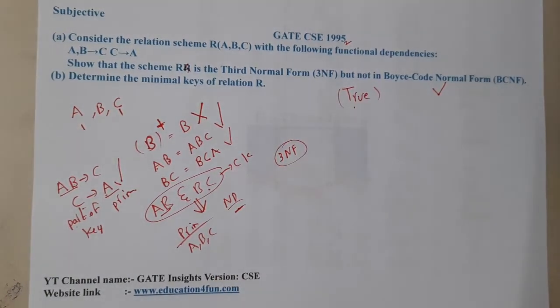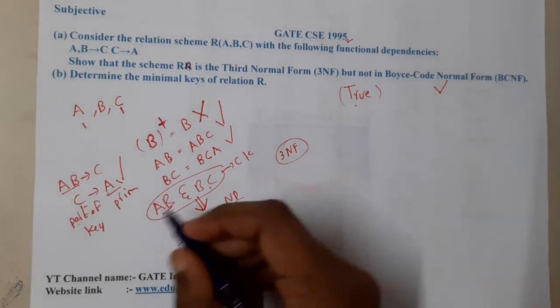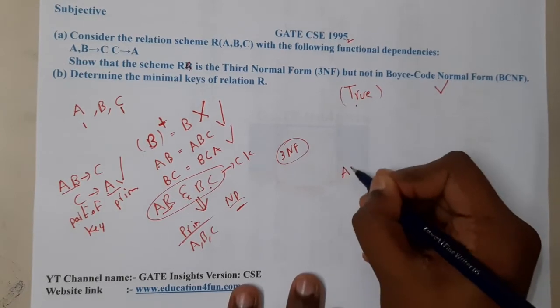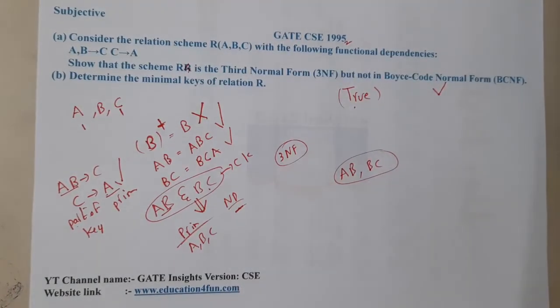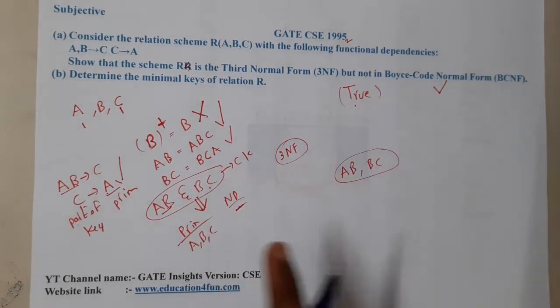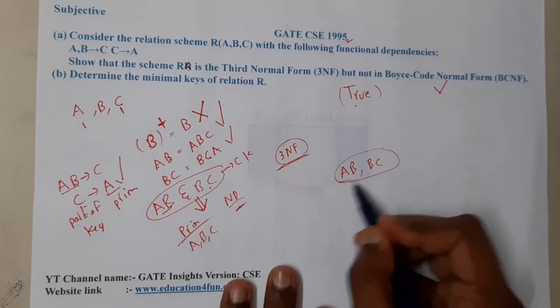And option D, the second part, says determine the minimal key of the relation. So the minimal key of the relation is nothing but this, right? They are asking for the candidate keys only: AB, BC. That's the reason it's a subjective question, guys. So now you understood, right? Yes, it is in 3NF and it is not in BCNF, and these are the keys, guys.